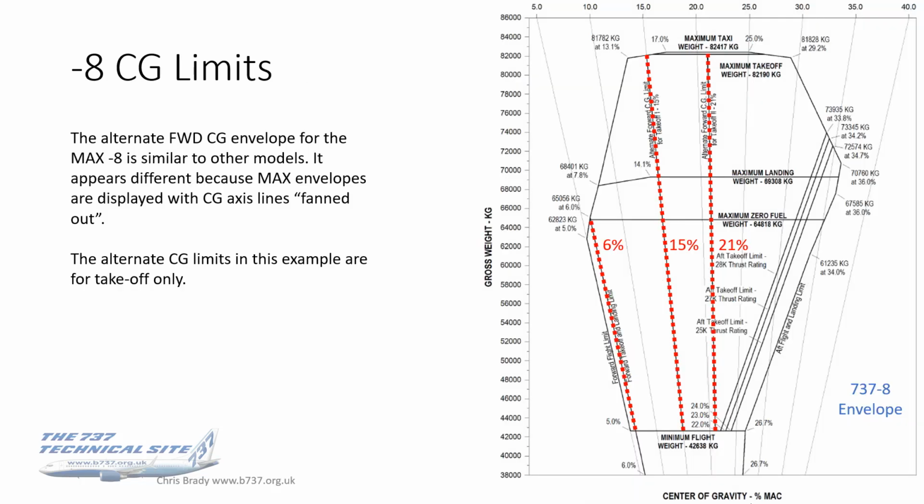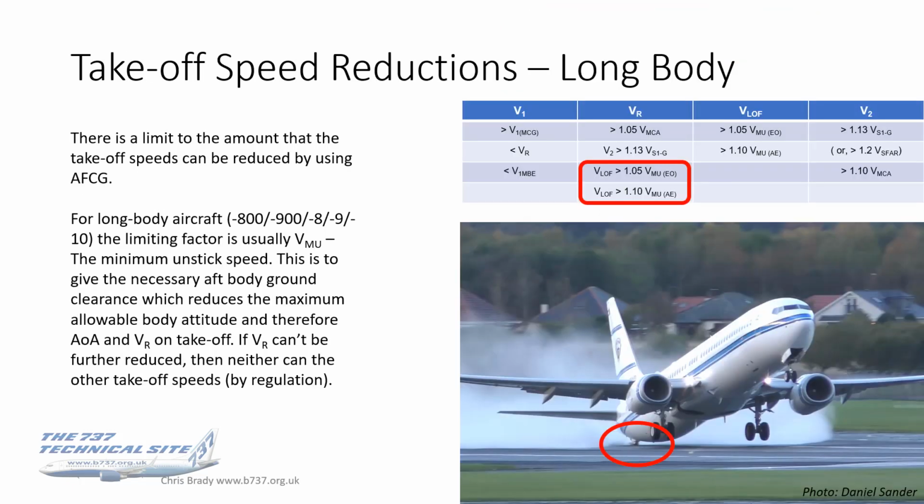And this is the envelope for a MAX 8. Very similar to other Boeing models. It just looks different because on the MAX envelopes they're displayed with the CG axis lines fanned out, but they're the same. And this particular operator's got 15% and 21% limits, so they're a bit more normal than the previous 800 one that we were looking at. These are actually for takeoff only though.